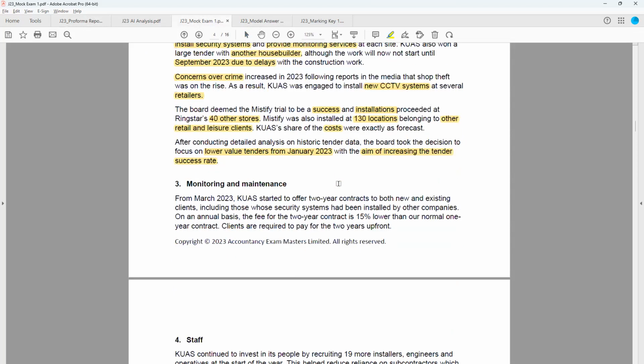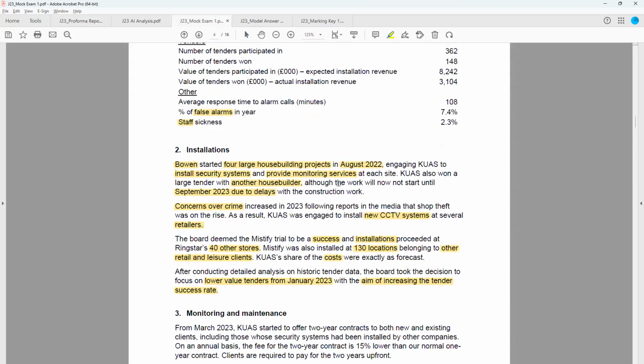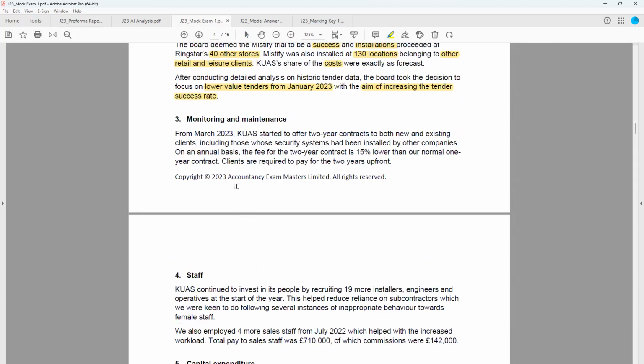We haven't even looked at monitoring and maintenance yet, which is the final bit. And of course, we're told here that from March 23, so just a few months before the year end, they started to offer 2-year contracts to new and existing clients, including those whose security systems had been installed by other companies. So it's kind of two things going on here, two relatively big changes, certainly significant changes: longer contracts, and also now doing monitoring and maintenance where KUAS did not do the install.